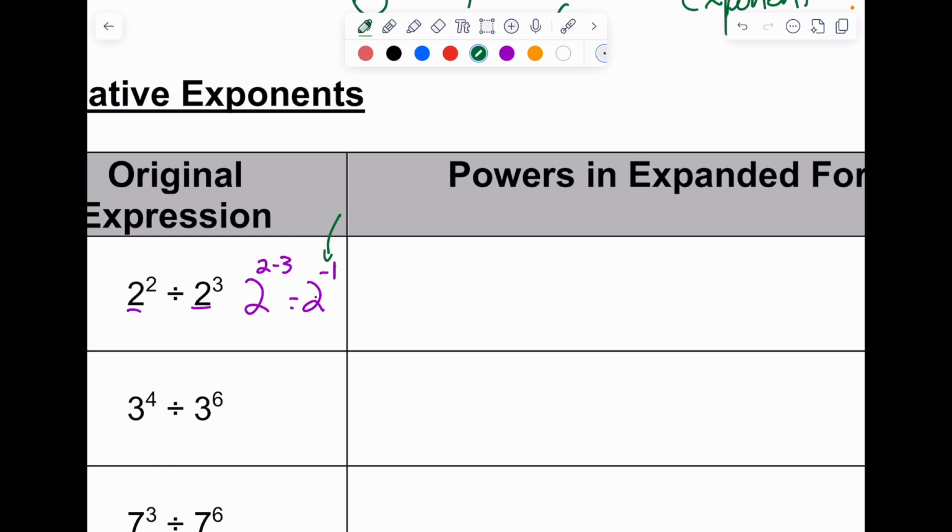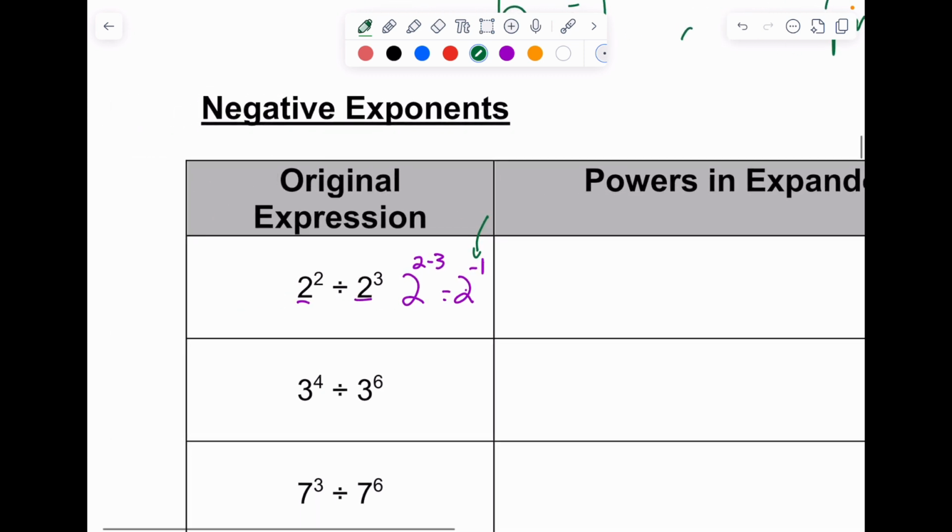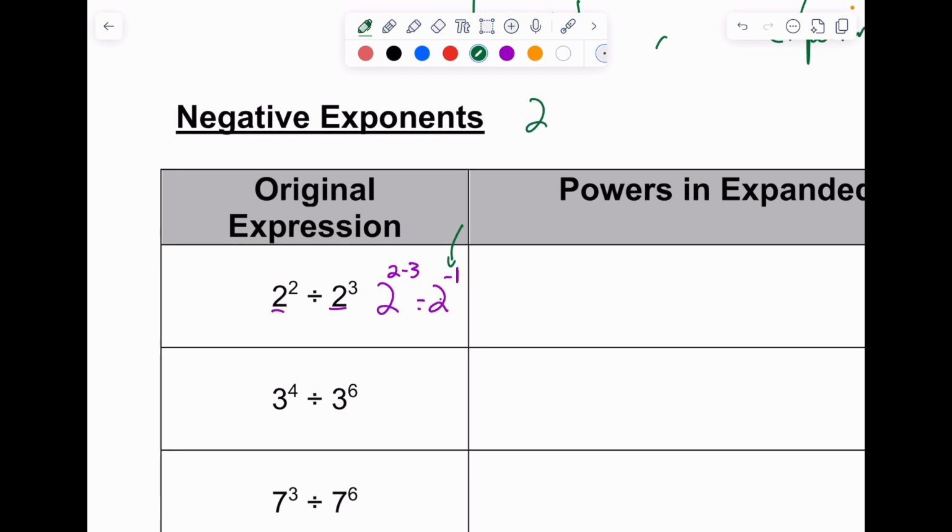All right, what it does not mean, and this is a very common mistake: 2 to the negative 1 does not mean negative 2 to the 1. This is the number one most common mistake. Please do not do this.